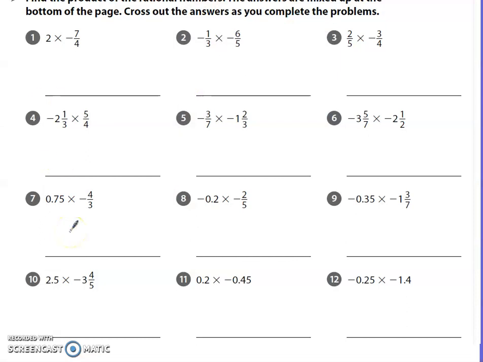You'll be able to check your answers on my website. It's listed there. Alright, so let's keep going through this. Find the product of rational numbers. The answers are mixed up at the bottom of the page. Cross out the answers as you complete the problems.